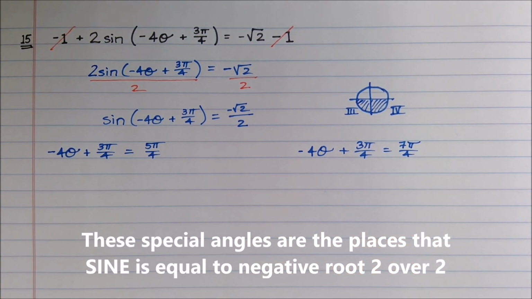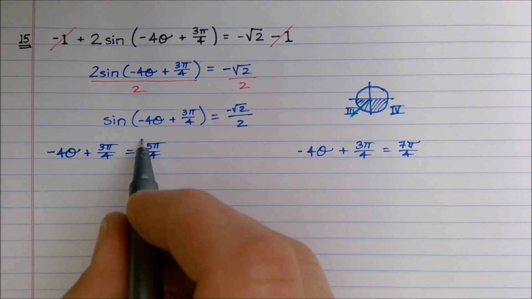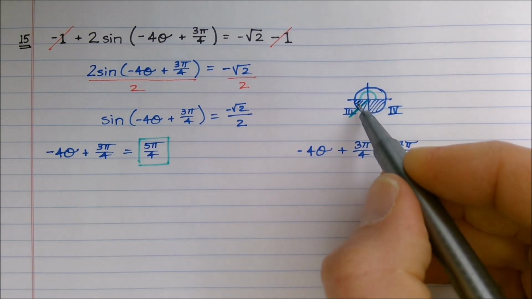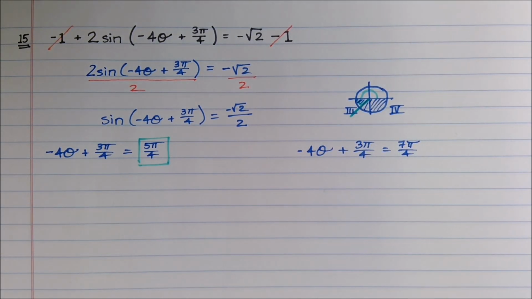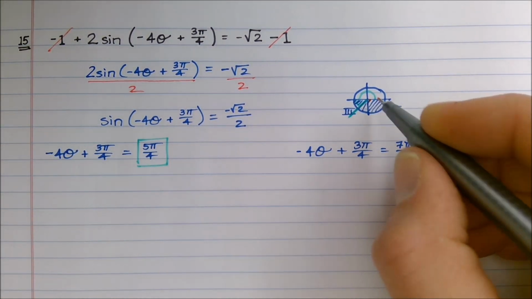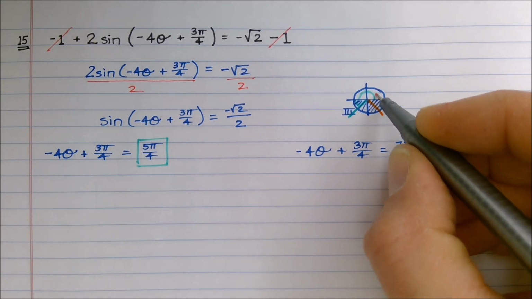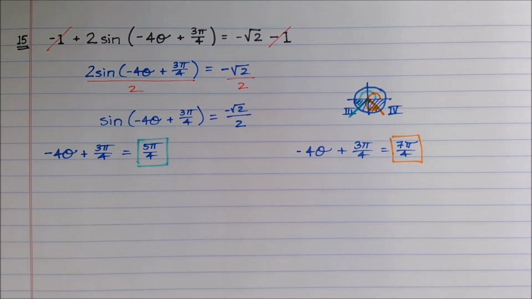Just so you can see where those came from, this one right here is my 5 pi over 4. So we know that the sine of this greenish aqua angle, 5 pi over 4, is negative root 2 over 2, and this other one, this orange angle, is our 7 pi over 4.